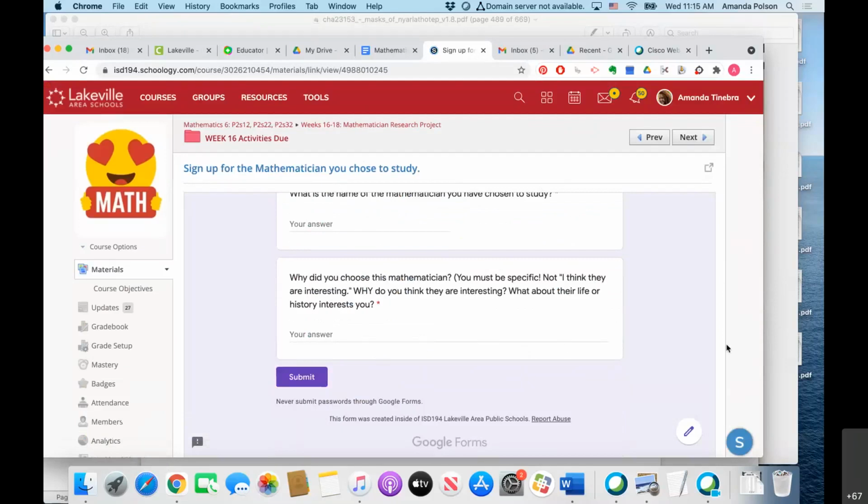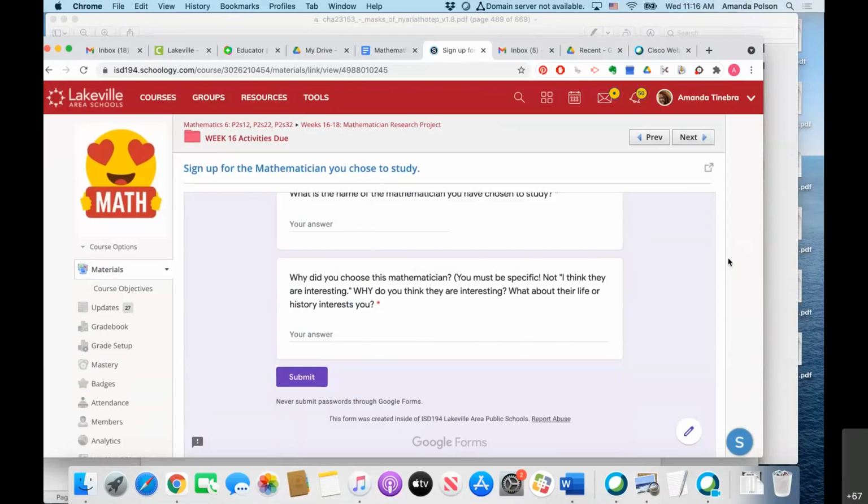You have to do the mathematician sign up no matter who you do. If you decide that you're going to go off that list, you're going to pick someone totally different who's not on that list, that's fine. You just need to send me an email before you start any other part of the project, including this form. You need to send me an email or a Schoology message and just say, hey, Ms. Tenebra, I want to study whoever it is you want to study. Will that person work? And then I can go do a little research of my own and make sure there's enough information available on that person for you to be able to do the whole project.